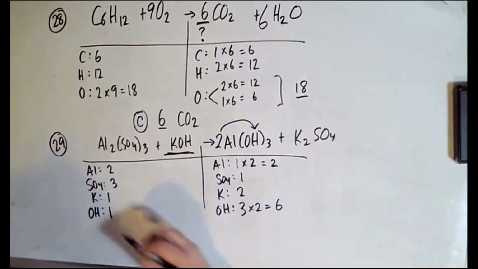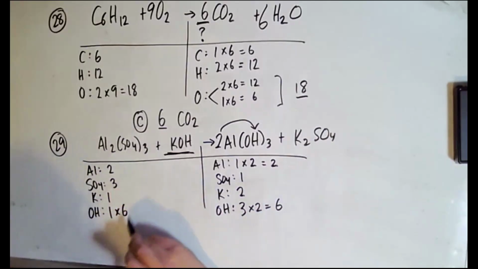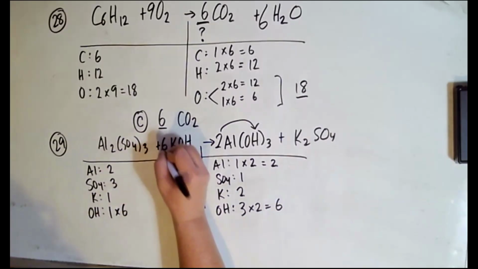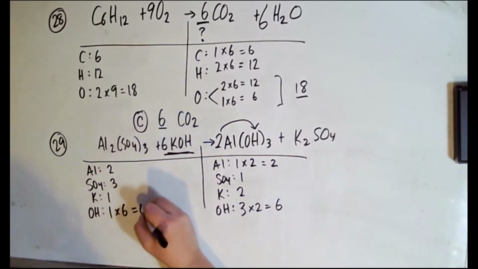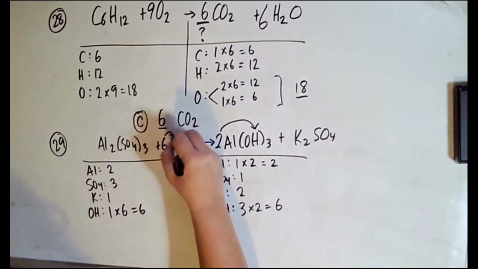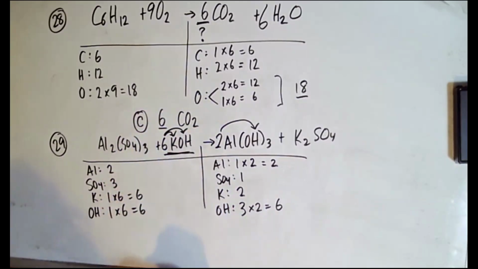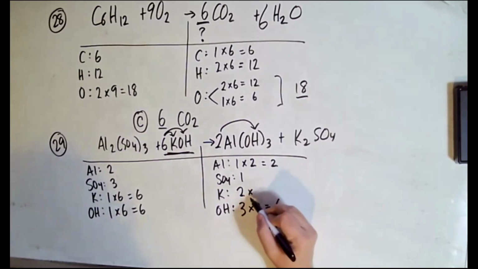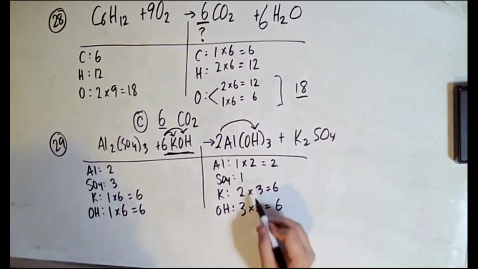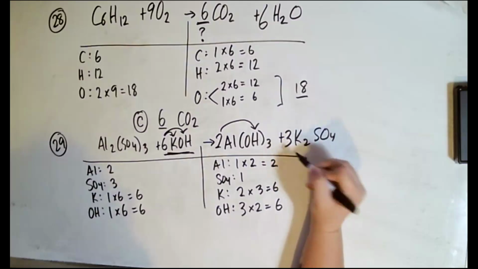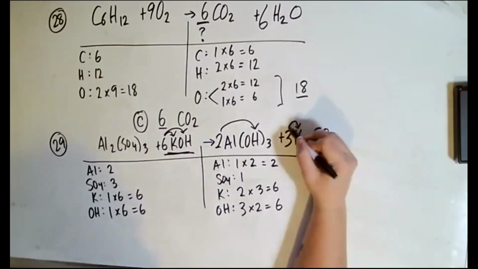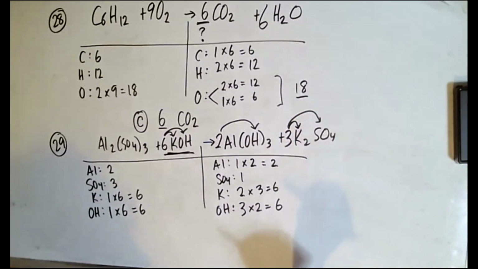I've got 6 hydroxides here, so I can multiply my hydroxide compound by 6, which means I'm multiplying the potassium and the hydroxide by 6. Come back over here. If I have 6 potassiums here and I have 2 potassiums here, I'm going to have to multiply my potassium compound by 3 to get 6 potassiums. So I'm going to put that 3 out in front here. So it's going to apply to my potassium and my sulfate.